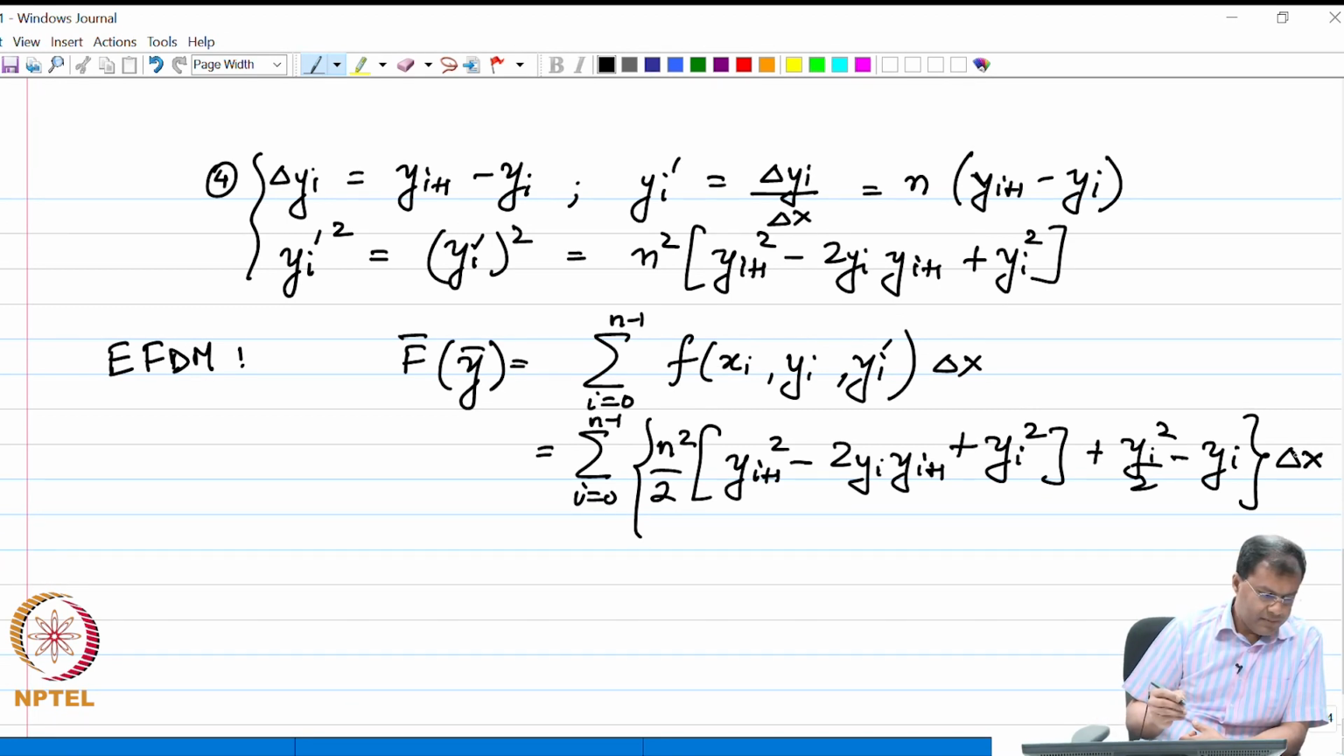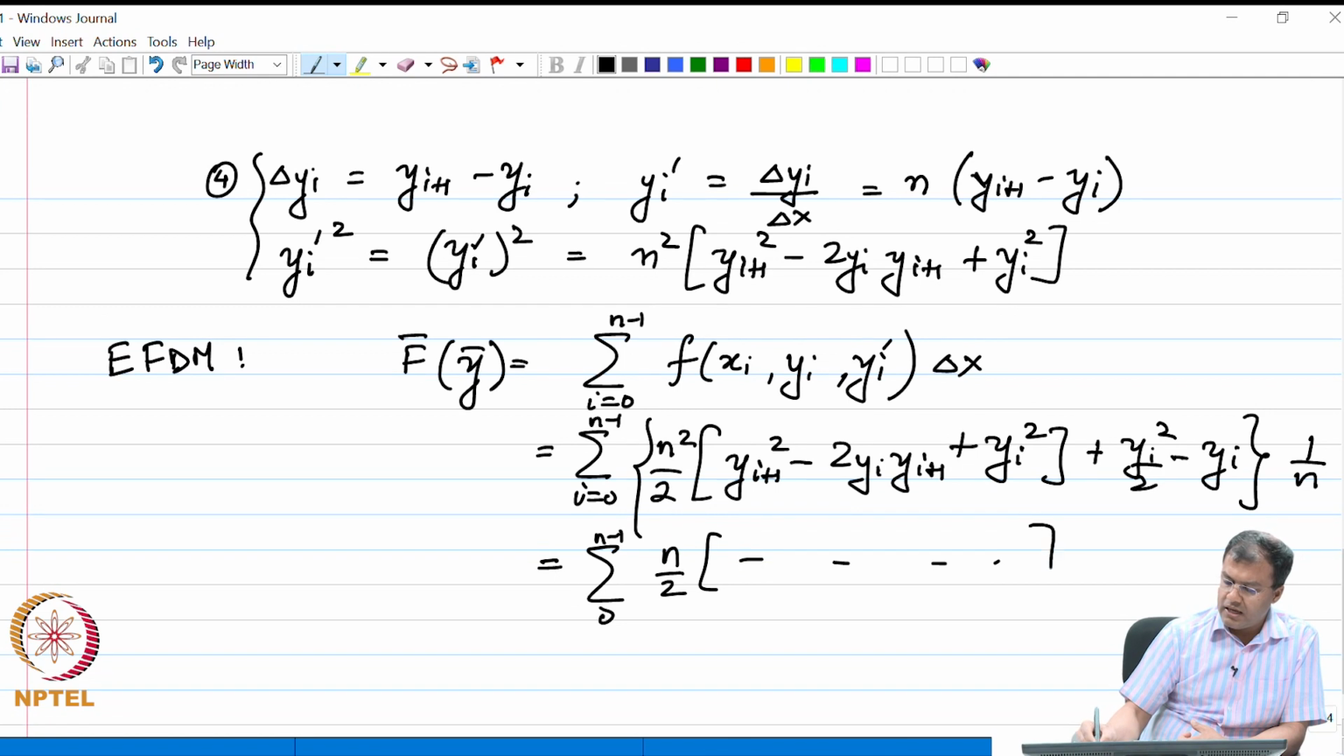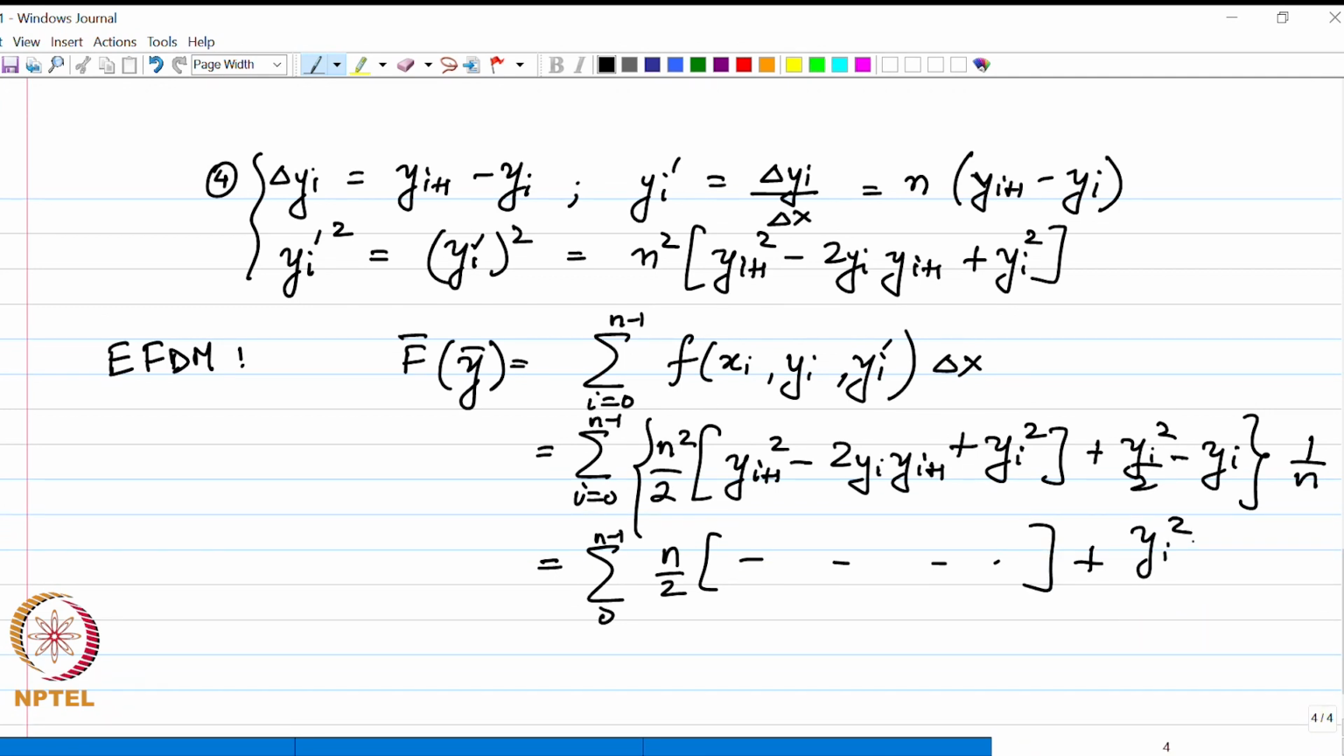Okay. So, then delta x is nothing but 1 over n. So, I can simplify this expression a little bit more. This is the summation of n by 2, i from 0 to n minus 1, times this quantity inside the bracket, plus yi square by 2 minus yi, divided by n. So, now we have a vector function of n minus 1 variables, y1 to yn minus 1.